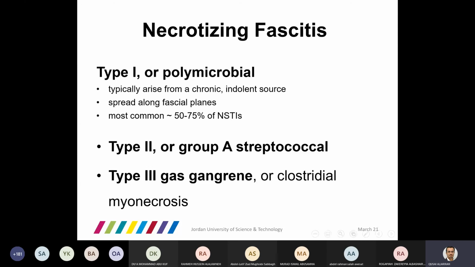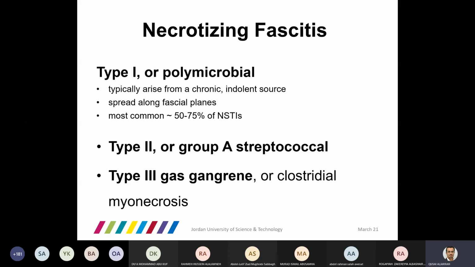وهم types. Type 1 is polymicrobial. Type 2... type 1 is the most common type. It spreads along the facial planes, and if you miss necrotizing fasciitis, it's definitely limb threatening and might be life-threatening. So you have to always have that in mind, especially if the patient has severe pain and when you examine him, there are no apparent physical findings.